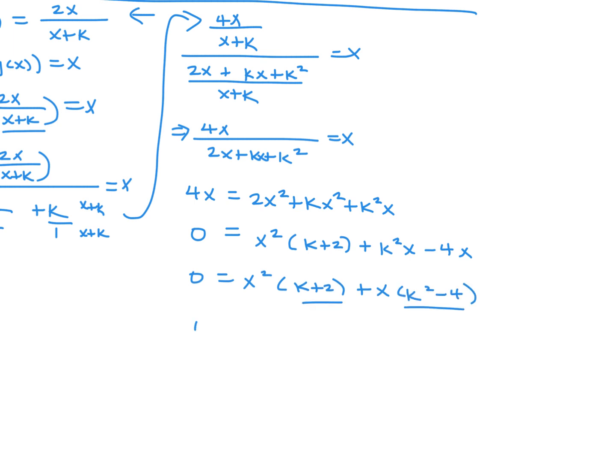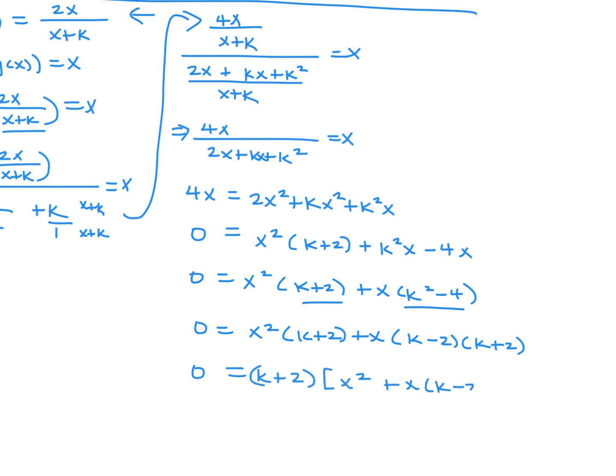I see. Well, I think I have a little bit of help, not a lot, but a little bit. With that, k squared minus 4 is (k minus 2)(k plus 2). So then finally, I think I can factor out k plus 2 from everything, and then you have x squared plus x times (k minus 2). And I think that's as far as I can go. So that means that k is equal to minus 2, and this is true for all values of x.